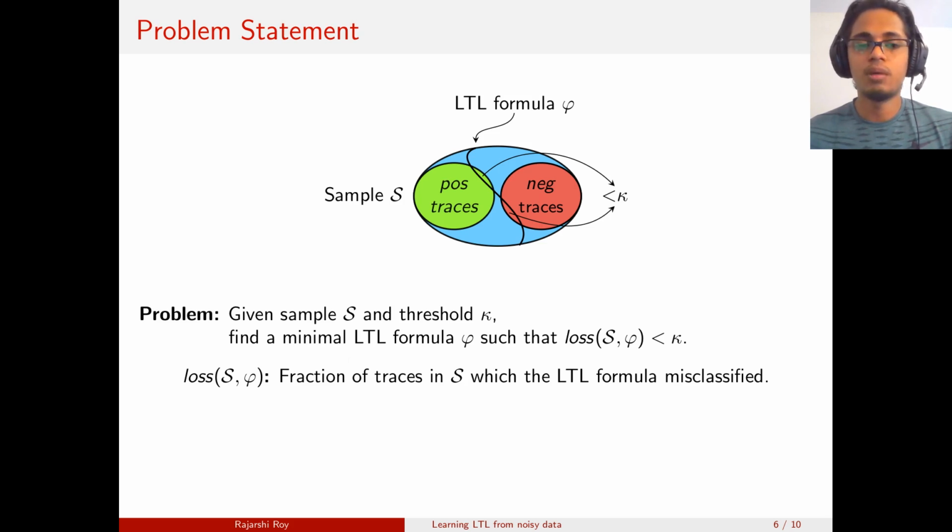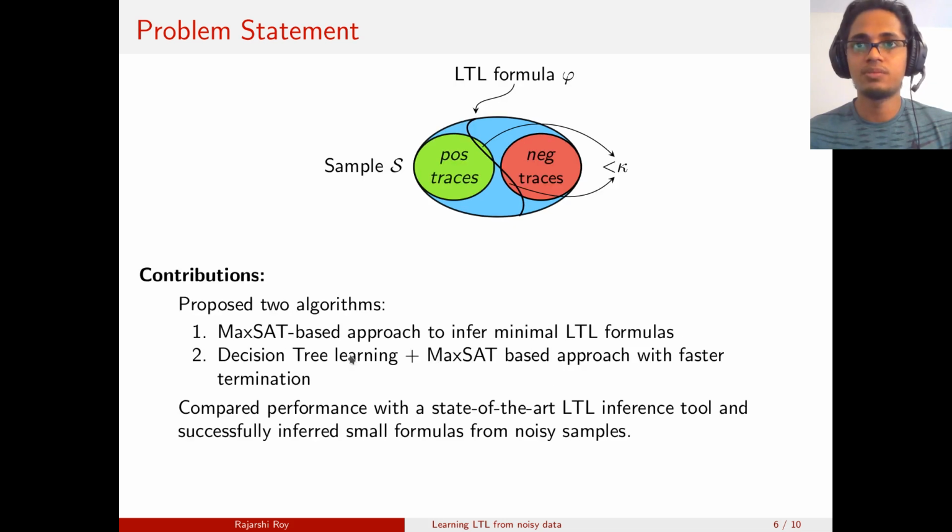Now to solve this problem, we propose two novel algorithms. The first one is a MaxSAT based algorithm that infers minimal LTL formulas. The second one is a decision tree based learning algorithm that uses the MaxSAT based algorithm as a subroutine. So in this algorithm, we in fact trade off minimality of the formula to obtain faster termination.